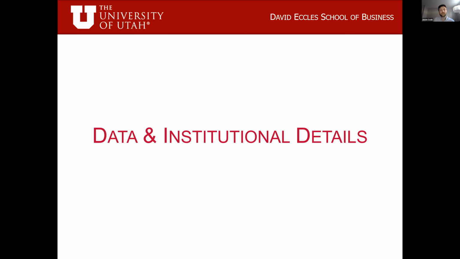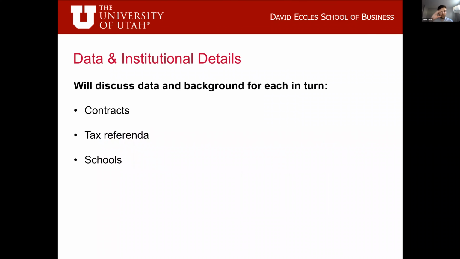Great. Okay, so now that's the empirical design. Now we're going to spend a few minutes telling you about the data we're using and some of the institutional features of Ohio along the way. There are three sections. I'll talk about the contracts, to give you some background, the tax referenda, and then schools.